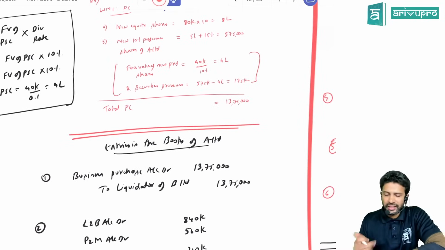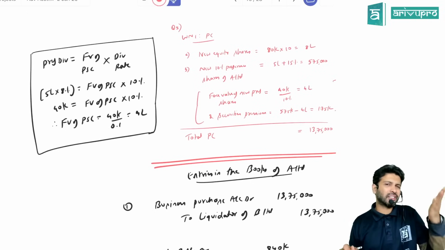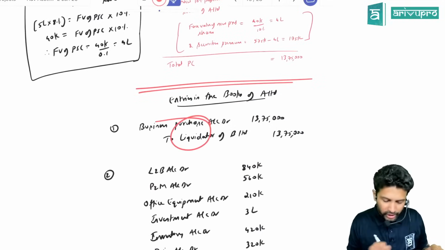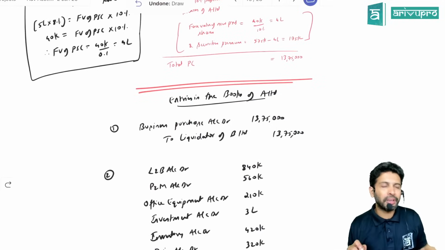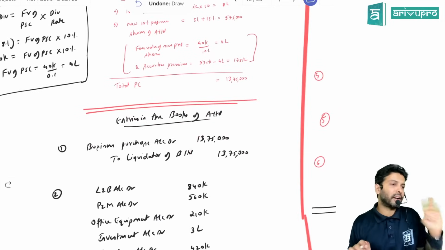Okay, now next they ask for the journal entry. In amalgamation, a few normal journal entries will come. In fact, 3 journal entries is pretty much basic. What is the first? Business purchase account debit to liquidator of the selling company. Which is the selling company here? B Limited. How much did you buy the business for? PC is how much? 13 lakh 75,000.